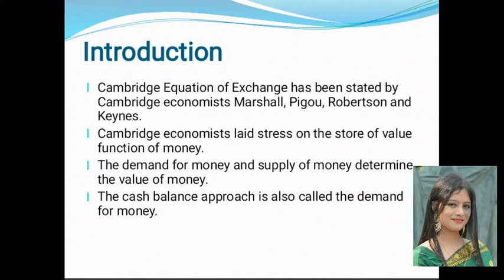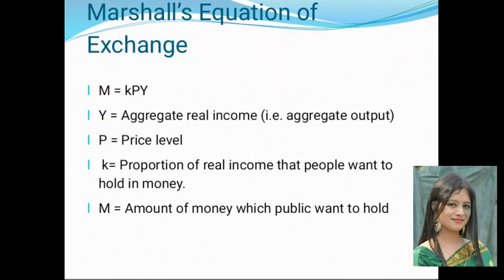So now let me explain the equation given by Marshall. Marshall's equation of exchange in the cash balance approach is M = KPY. Here, Y is aggregate real income, that means aggregate output. P represents the price level. Small k represents the proportion of real income that people want to hold in money, and M implies the amount of money which the public wants to hold.